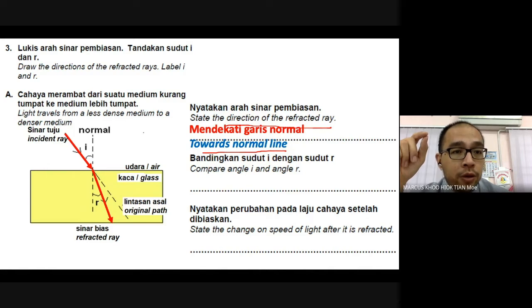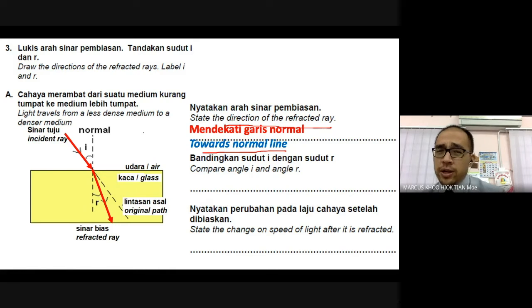Okay, and when you compare the angle of I and the angle of R, you kind of need to draw this in your activity book, I think. Can you do that? Yeah. So make sure that, sorry, this is question A. When you draw, make sure that the angle over here is smaller than the angle of I. Okay, so I is always bigger than R.